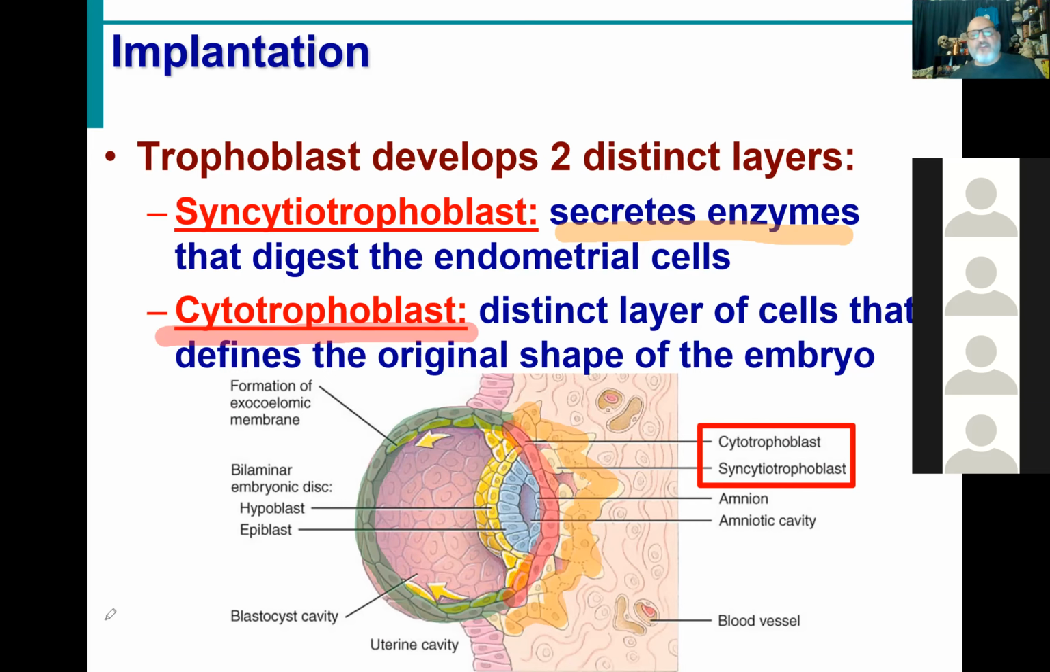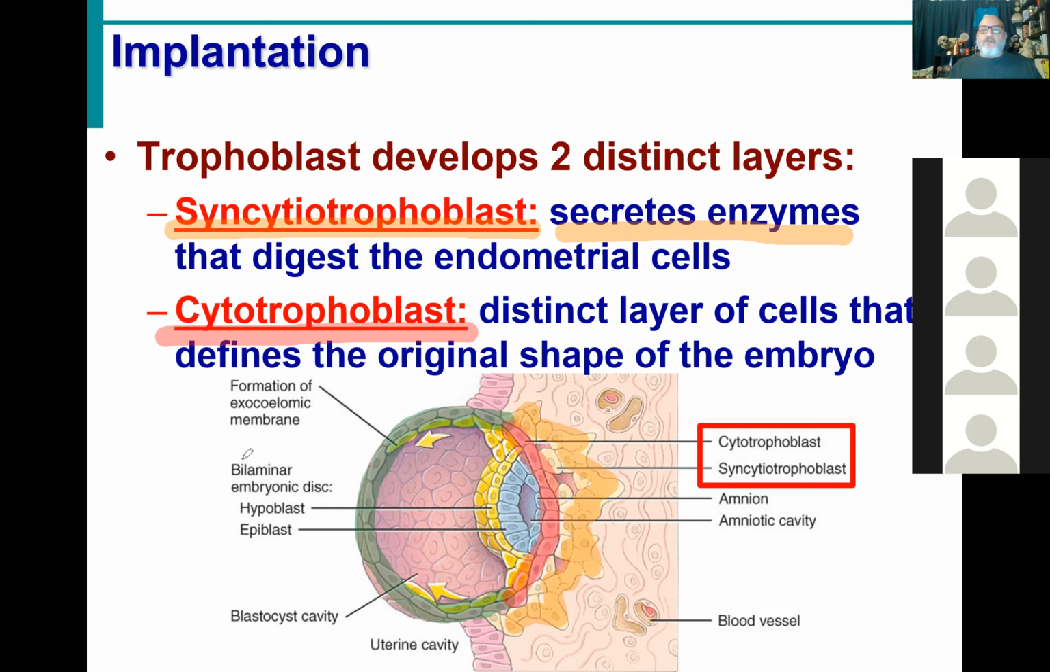And this specialized region of the trophoblast is called the syncytiotrophoblast. And I'm sure as you sit here staring at that word, you know with 100% certainty you're going to have to spell that on either the lab or the lecture exam at some point. All right.